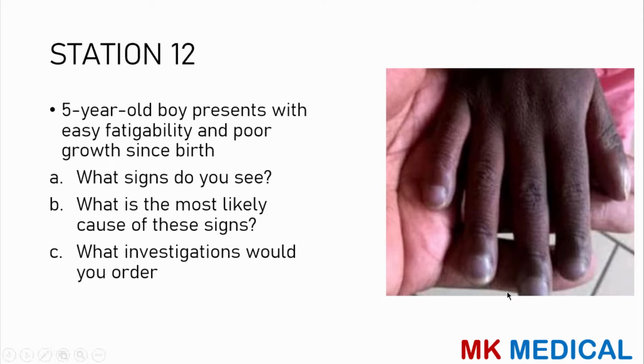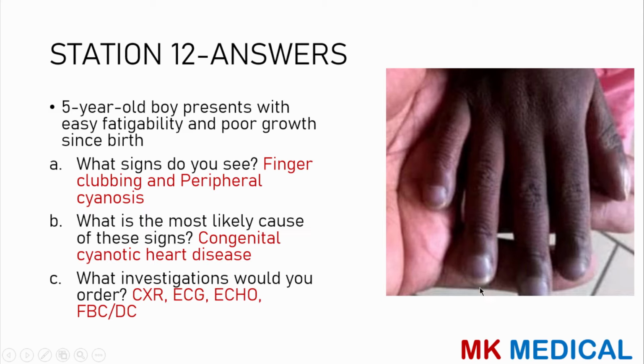So obviously this child has finger clubbing, and we can see that there is also peripheral cyanosis here. So this child obviously has a congenital cyanotic heart disease. So you want to order a chest x-ray, you want to do an ECG, you want to do an echo, as well as a full blood count with a differential count.